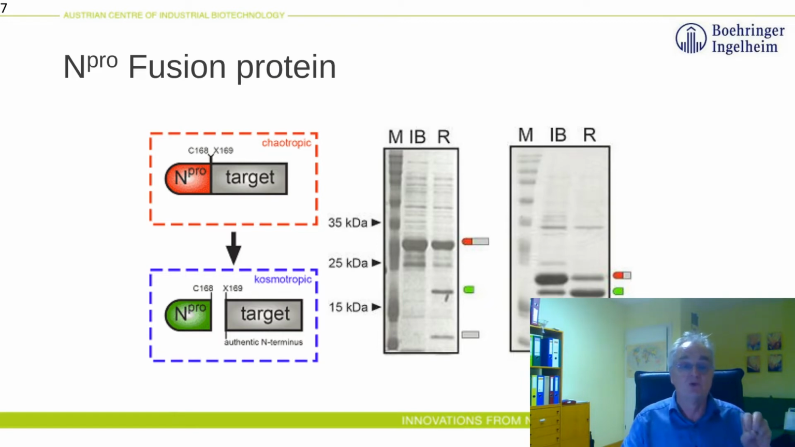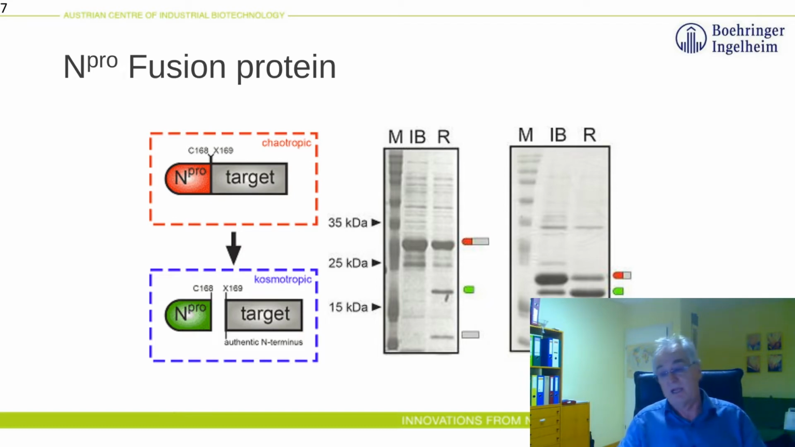Overexpressed as inclusion bodies. And then upon refolding, the Npro is cleaved off and a target protein with the authentic N-terminus is liberated. On the right-hand side of my slide, yeah, you see the markers, the inclusion bodies, and the regeneration. And rather than see them in gray, our target protein is there, and in green is our fusion tag. So this is quite fascinating.